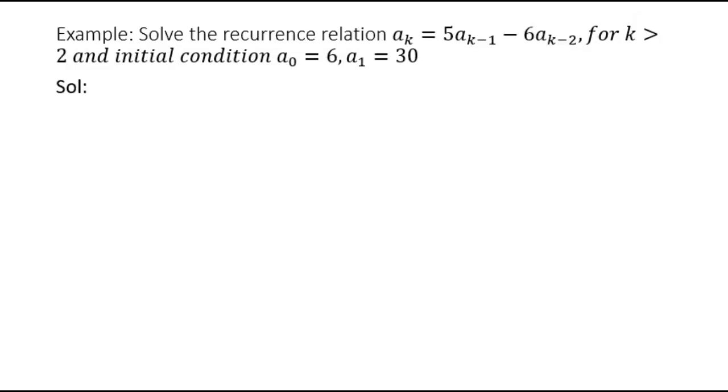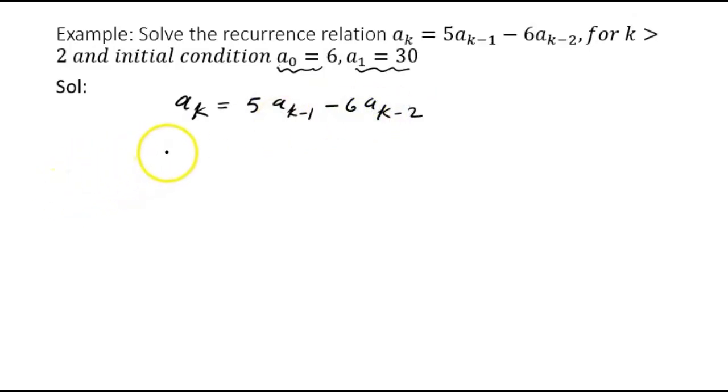Right, so let's start. First of all, this particular problem is a linear recurrence relation with constant coefficients of degree 2, and the initial conditions given are a0 equals 6 and a1 equals 30. So how do I solve this problem? Let us first write it. We have a_k equals 5a_{k-1} minus 6a_{k-2}.